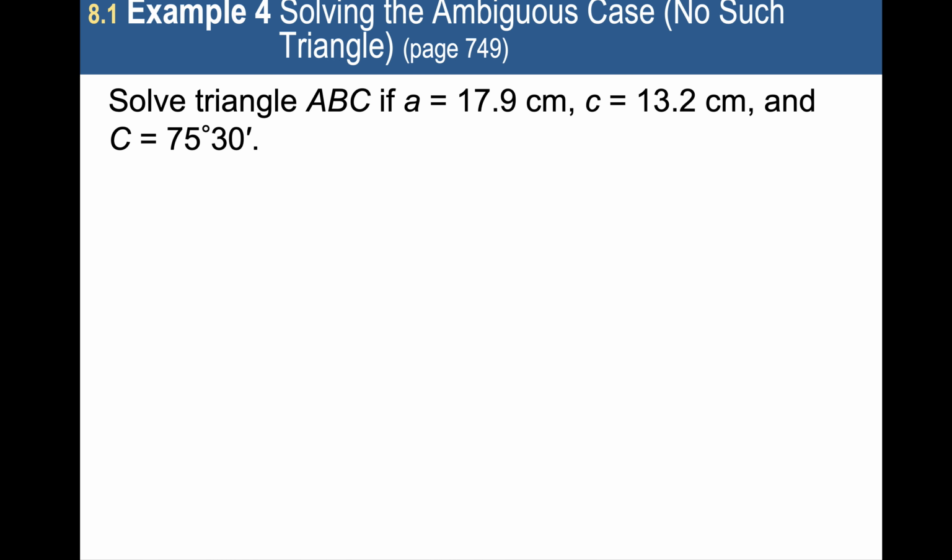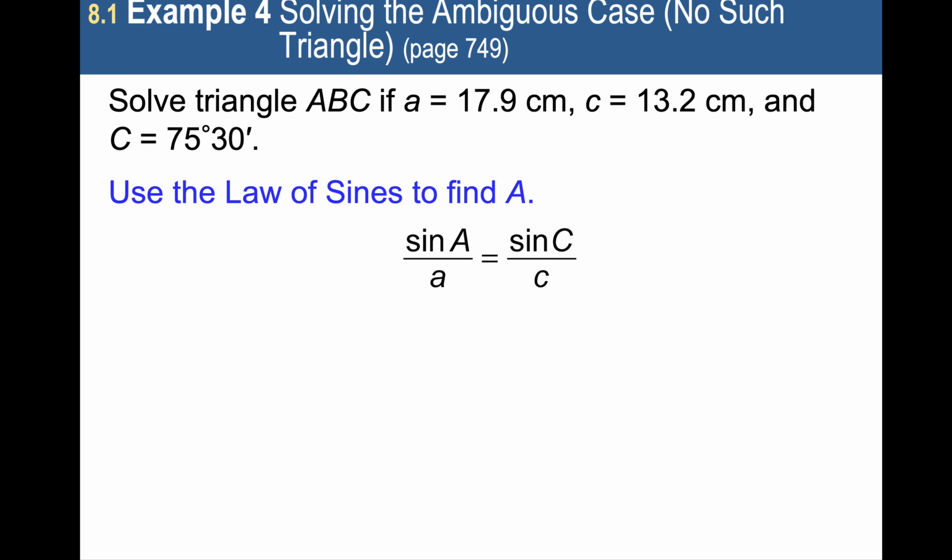So this one, I have no sketch. I have no word problem. I have no information, and they have my angle in minutes and degrees. So what am I going to do here? I'm going to use the law of sines to find capital A. So if I do that, then I have a pair, C and little c. That's a pair. And I have little a. So I don't actually have to sketch the triangle here.